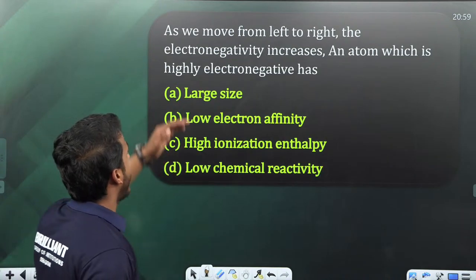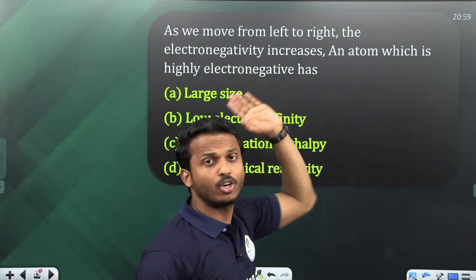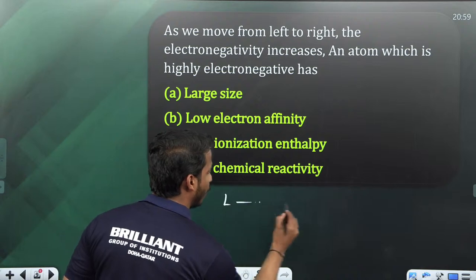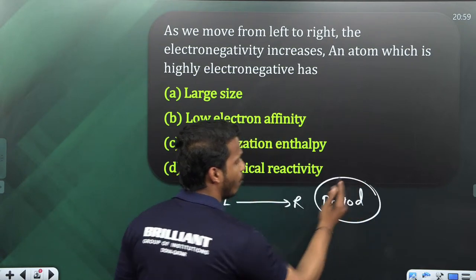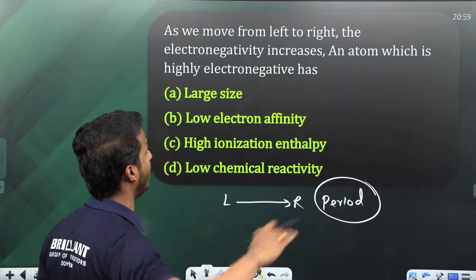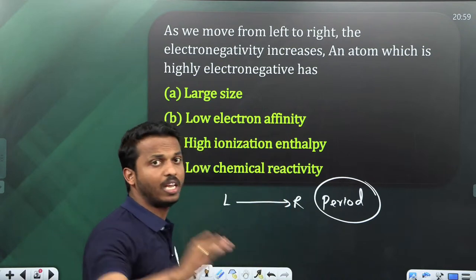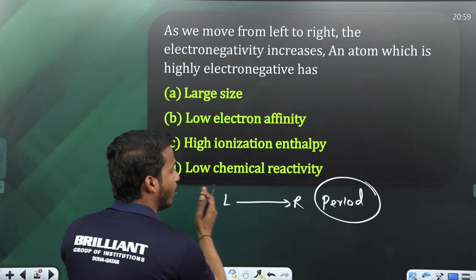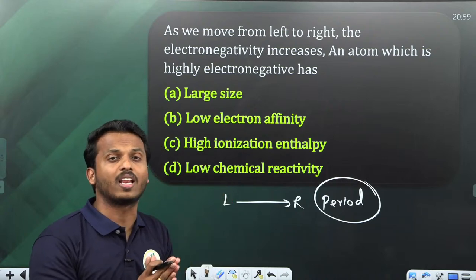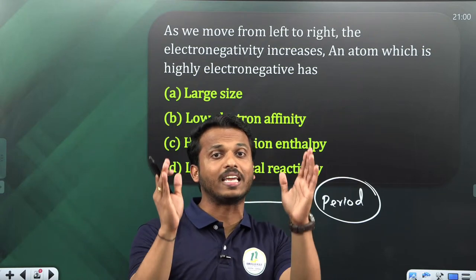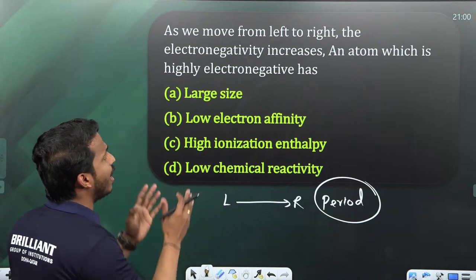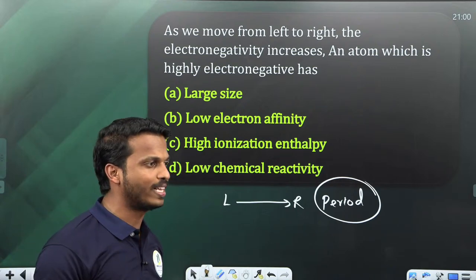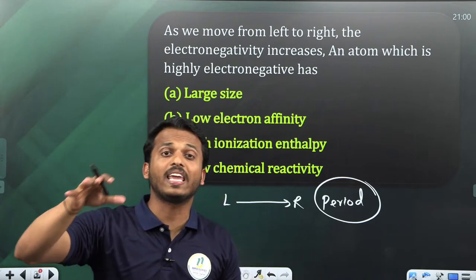Okay, next one. As we move from left to right, that means across a period, the electronegativity increases. Yes or no? Left to right, electronegativity increases, or non-metallic character increases. An atom which is highly electronegative has, what is the answer? The one with a high electronegativity.